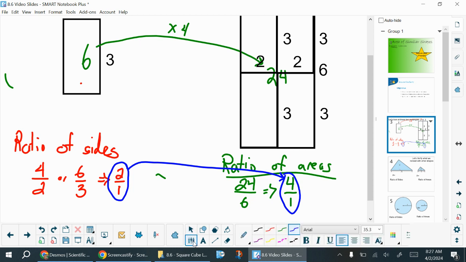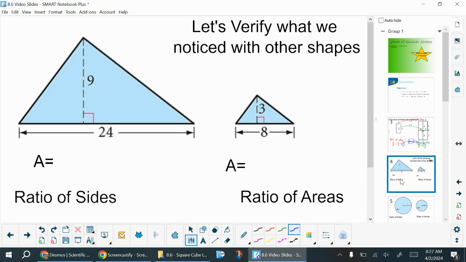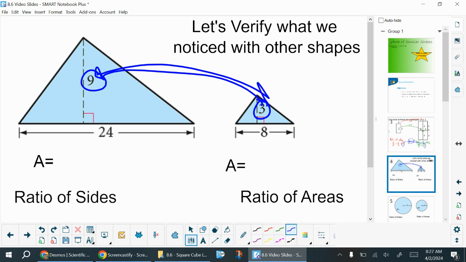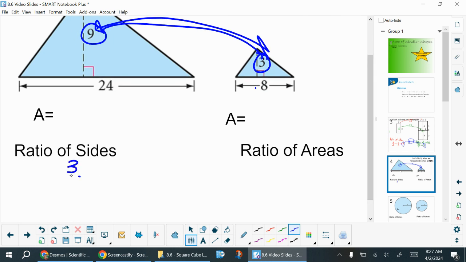The rule we're going to end up with is that it's the ratio of the sides squared. We'll keep exploring that and convince you that that is actually what's happening. So we're going to verify with some other shapes. This time, instead of writing our ratio as big over small, let's do small over big. If I look at my ratio of my sides here, 3 over 9 simplifies to 1/3. We could also do it as 8 over 24, which also simplifies to 1/3, because these are similar figures.